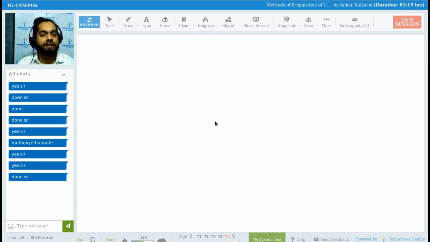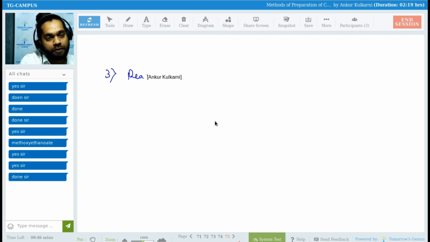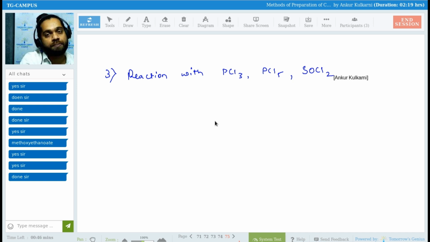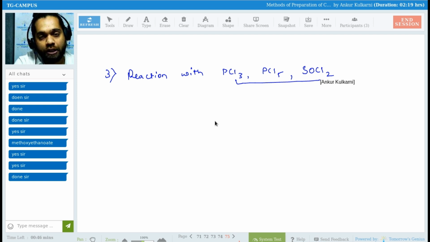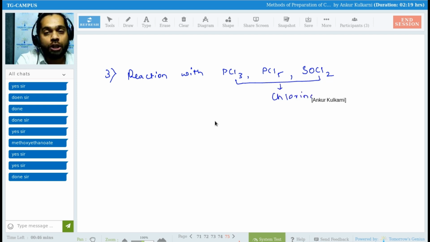Now next, this reaction we have already done in haloalkanes and haloarenes, that is the reaction with PCl3, PCl5 and SOCl2. Simple it is. All three are your chlorinating agents.